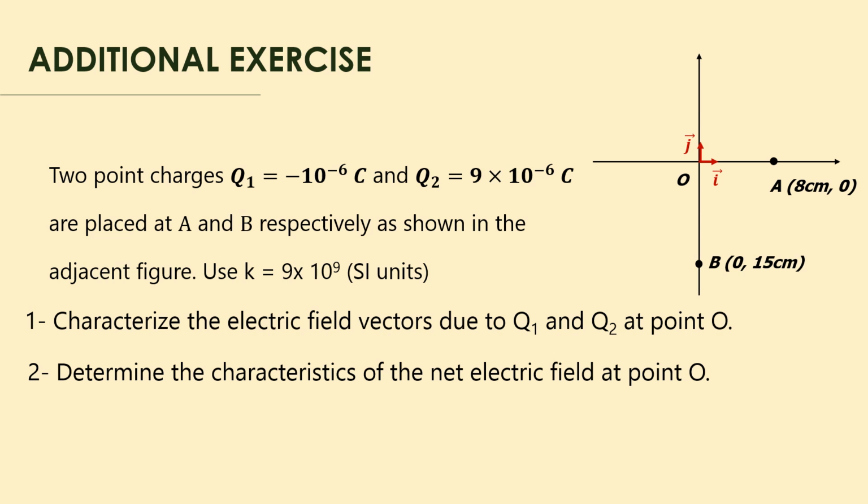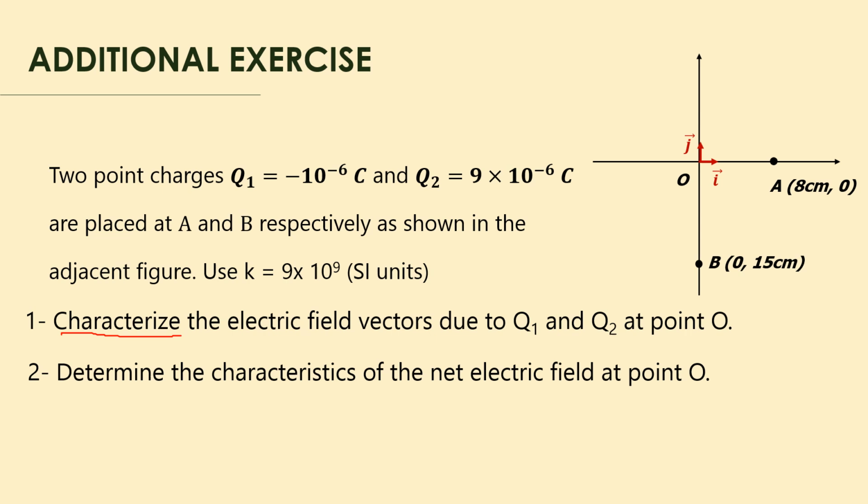Now one more exercise, an additional exercise, focusing on the superposition principle, where we need to add electric field vectors. However, in this scenario, the vectors are non-collinear. So we're given two charges, Q1 and Q2, placed at points A and B, which you can see in the figure. K is also given. First part, we need to characterize the electric fields produced by these charges. That is giving the point of application, line of action, sense, and magnitude, which is direct.